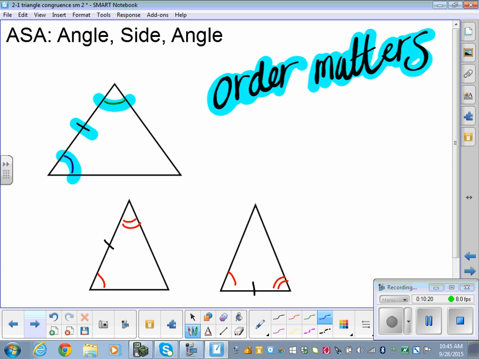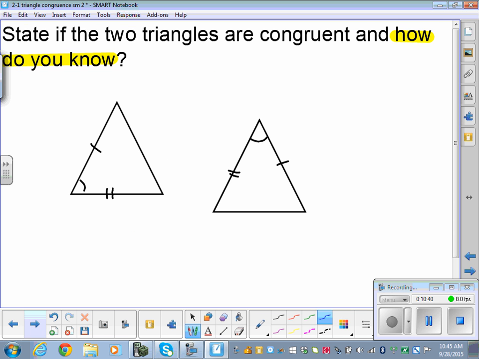So let's check this one. We have a single angle, black side, and then double red angle. So these two triangles are in the same order. That black tick mark is between those same angles. So these are congruent. By angle, side, angle. Does everybody see it? Okay. All right, so let's practice this.